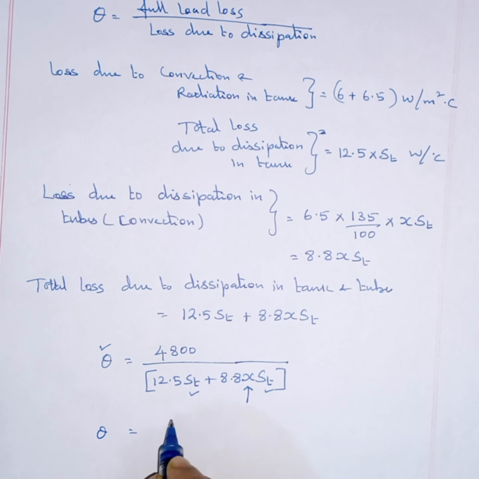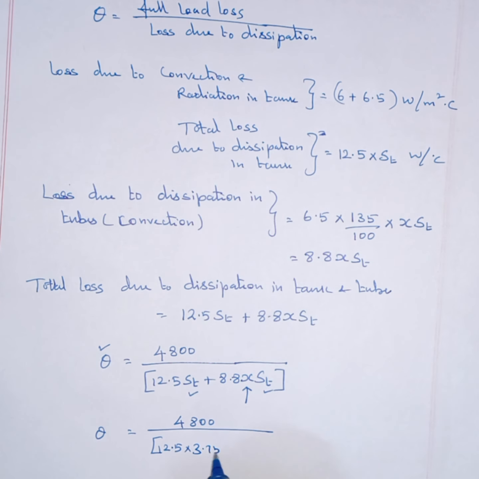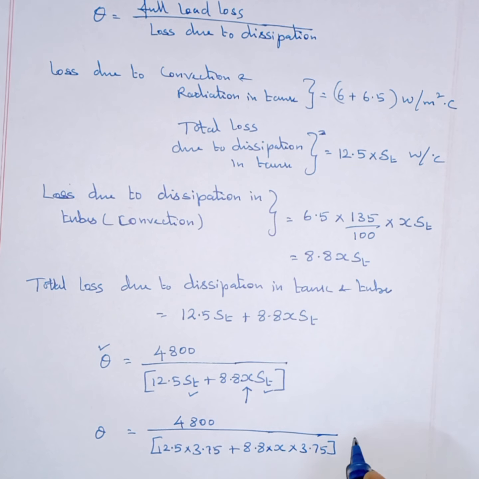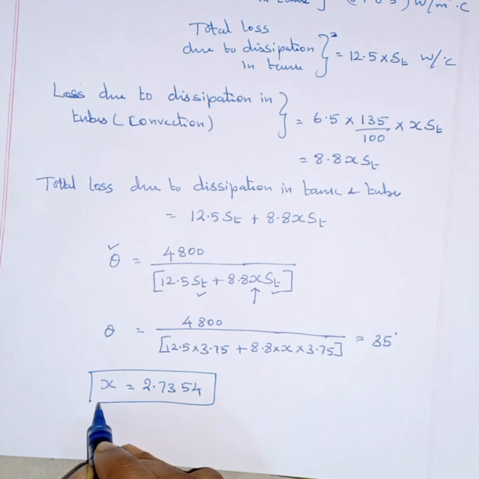Theta is equal to 4800 divided by 12.5 into ST, the value of ST is 3.75 meter square, plus 8.8 into X into 3.75 meter square. The theta value is given, 35 degrees Celsius. So if we solve this, we will get the X value as 2.7354.